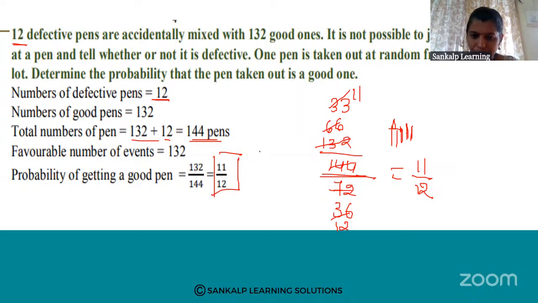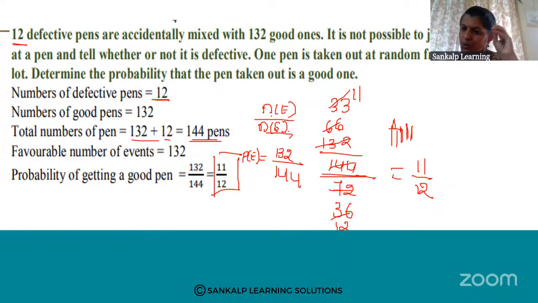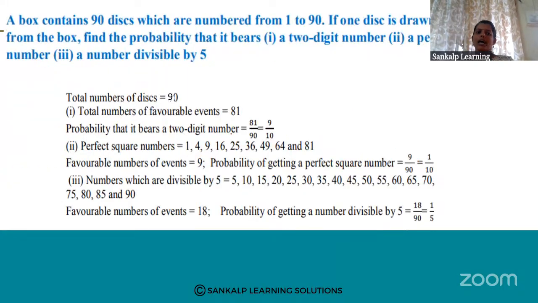Okay. So number of favorable outcome is 132. That we will call it as N of E divided by total number of pens is N of S. P of E is equal to N of E, 132, divided by N of S, 144. Okay. New formula ಬರ್ದು ಕೂಡ ಮಾಡಬಹುದು. Otherwise you can write directly, that is 132 divided by 144. So finally you will get 11 divided by 12. This is the probability of getting good one. Okay. Understood? Yes.